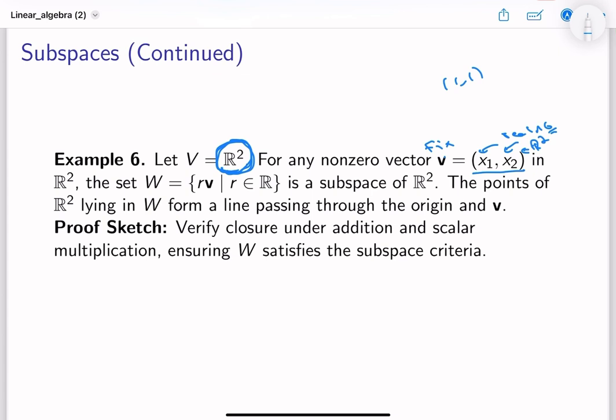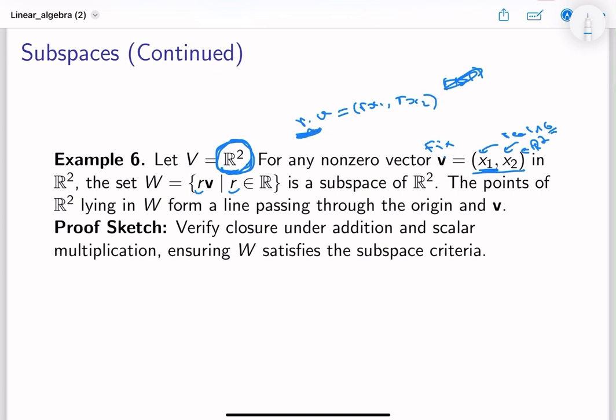And what we're going to do is multiply that vector by all the real numbers and collect these elements, right? Because R2 is a vector space if we equip it with the element-wise addition and scalar multiplication. And we defined r times v, if v is defined as such, to be (rx1, rx2). And we're going to run over r, and we're going to collect all of these vectors, right?